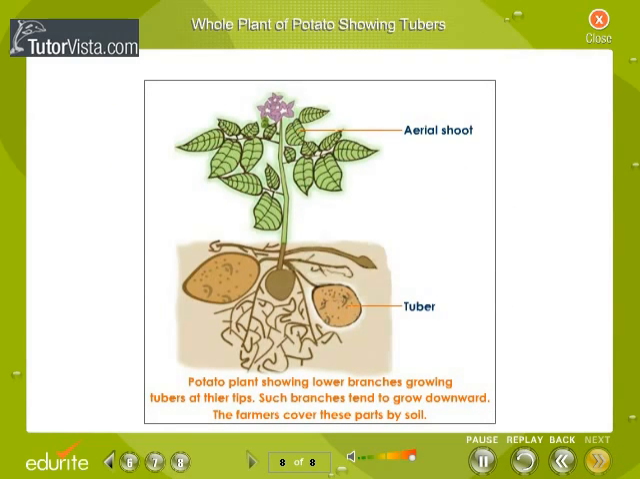Potato plant showing tubers. Observe the potato plant showing lower branches growing tubers at their tips. Such branches tend to grow downward. The farmers cover these parts by soil.